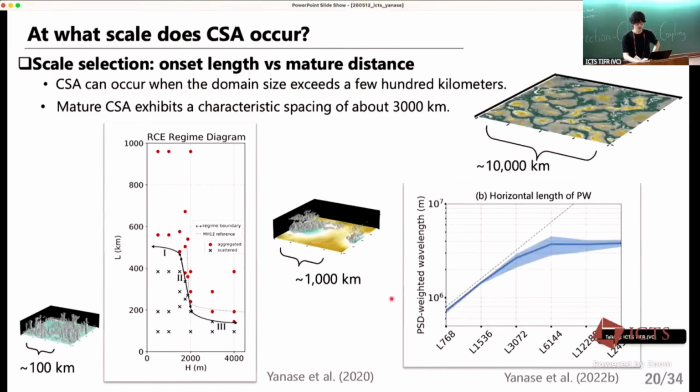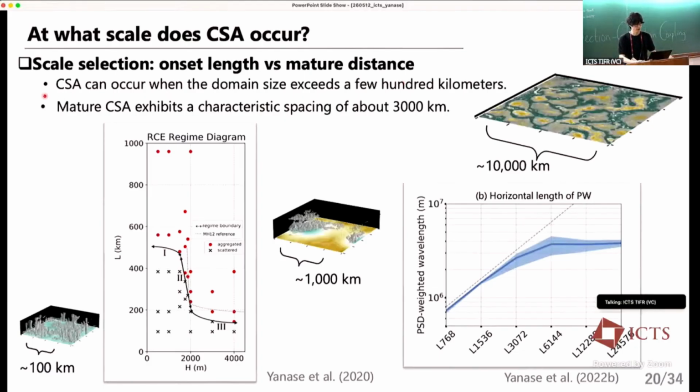But also, if we increase the domain size even larger, from 100 to 1,000 to 10,000 kilometers, the vertical axis is some measure of the length scales of moisture distribution, and it increases as the domain size increases. But if the domain size is larger than 6,000 or 10,000 kilometers, the length scales of the aggregated clusters converge to 3,000 kilometers. So it is related to the maximum length scale of aggregated clusters. The onset length and the mature distance are different features, which indicates that there is scale-dependent physics.